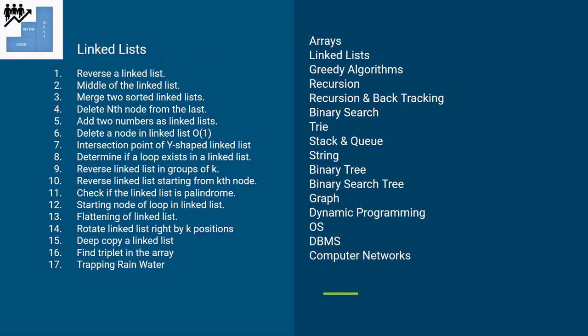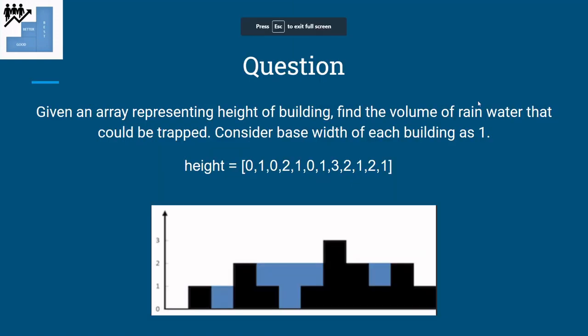Okay, so these are the questions that we have done till now. And now let's bring for you the question. Okay, so let's understand the question and the approach to solving the question. So you are given an array which represents the height of various buildings.